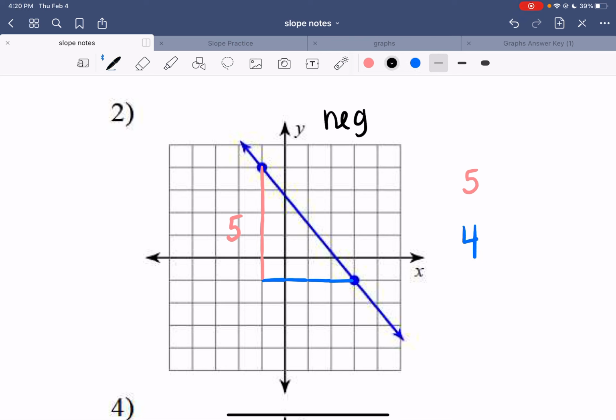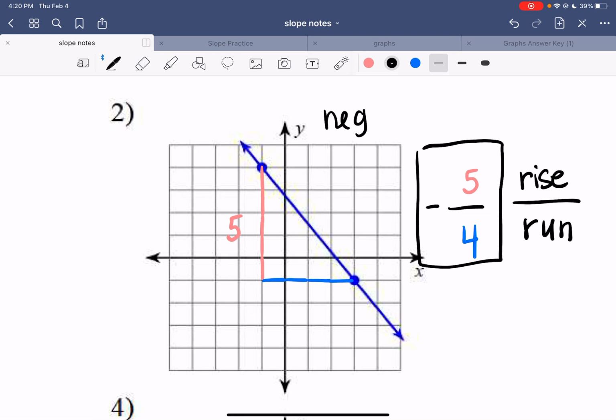So again, this is our rise. I'm still going to write rise even though it was a fall, over run, 4. And this was a negative slope, so that, my friends, is what our rise over run is going to be.